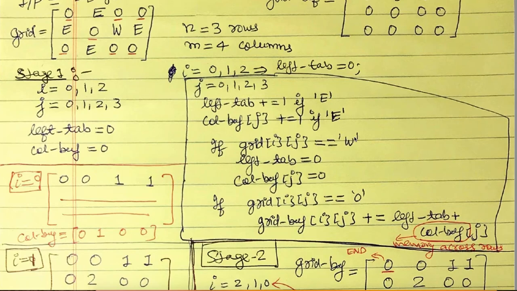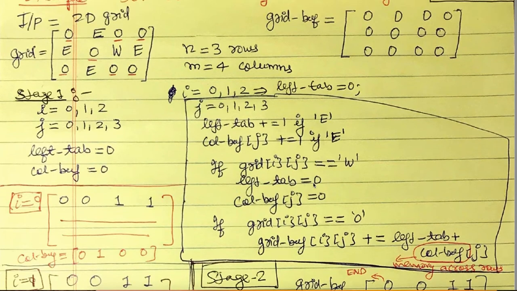However, if we found a wall, both the left tab becomes 0 and column buffer becomes 0. You can understand why, because the wall is immune to the bomb, and so it will clear any effect of the bomb on the left side, on the other side after it. So that's why it has to be 0, and the column buffer also becomes 0, because the wall is also immune towards both rows and column wise.